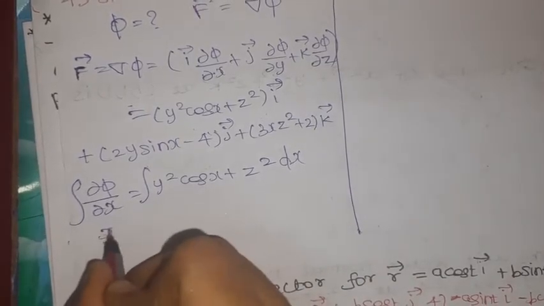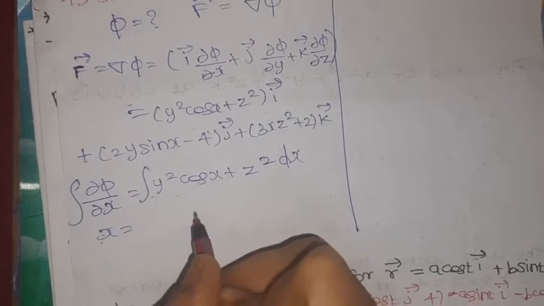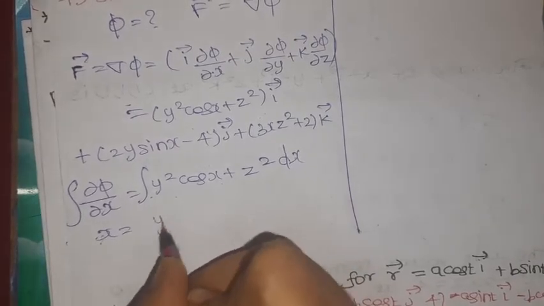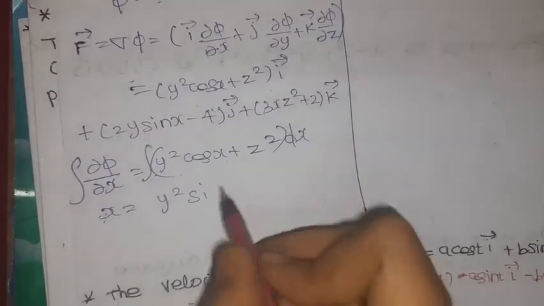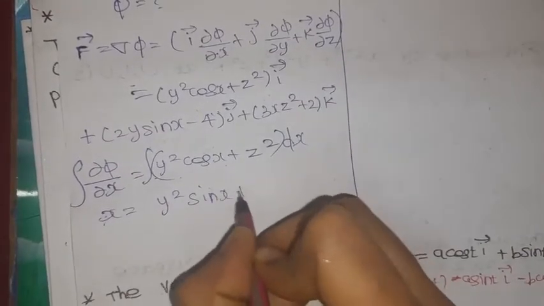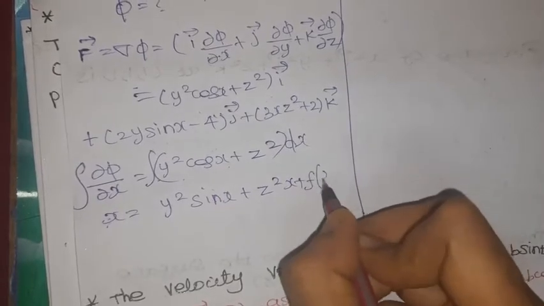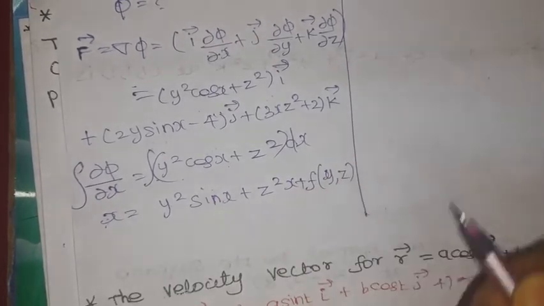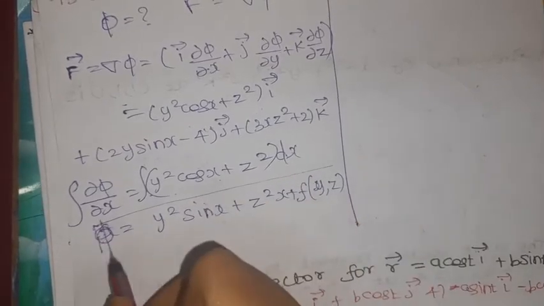So on the LHS we will get phi. Integrating cos x we get sin x. So phi is y squared sin x plus z squared x, with respect to x, plus a function of y and z as constant. So this is the phi value.